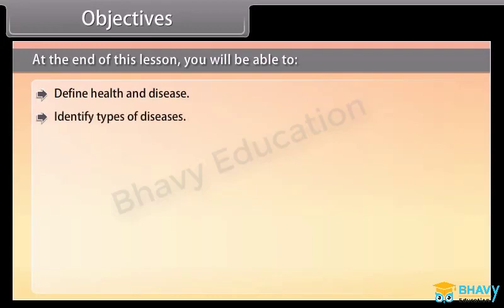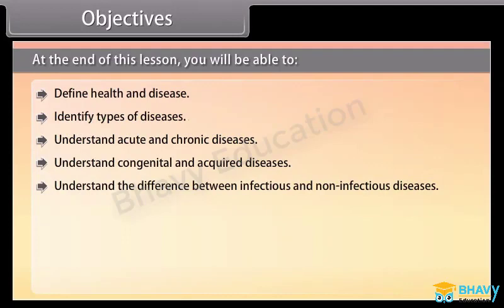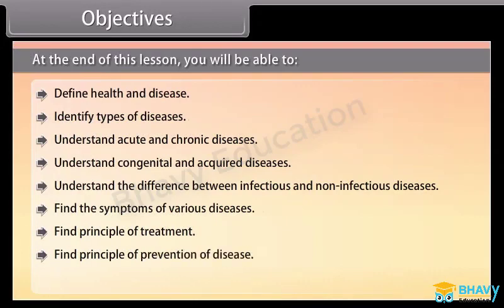Objectives. At the end of this lesson, you will be able to define health and disease, identify types of diseases, understand acute and chronic diseases, understand congenital and acquired diseases, understand the difference between infectious and non-infectious diseases, find the symptoms of various diseases, find the principle of treatment, find the principle of prevention of disease, understand vaccination.